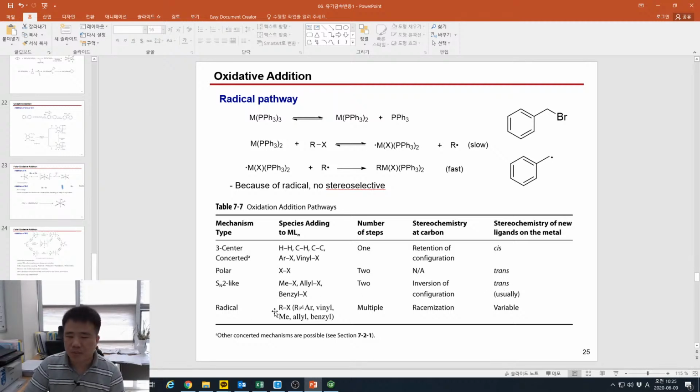How about the radical mechanism? If R is not aryl, vinyl, methyl, allyl, or benzyl, the radical mechanism would be favored. However, if you think about benzylic alkyl halides, they are good for SN2 or radical, depending on the reaction conditions. So the basic concept is that the mechanism of oxidative addition is quite similar to the SN2 reaction or the three-center concerted mechanism.